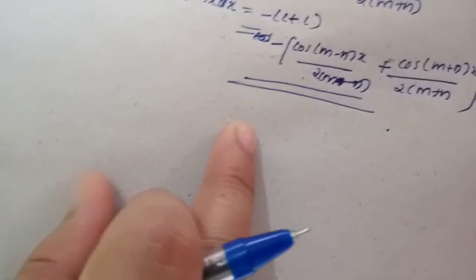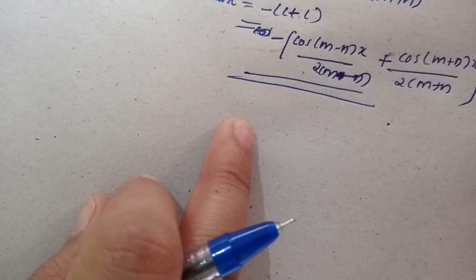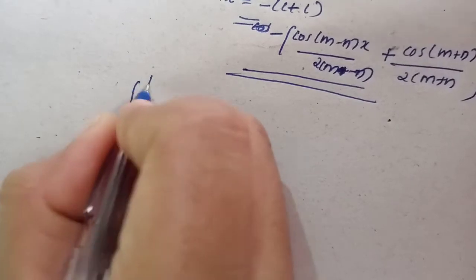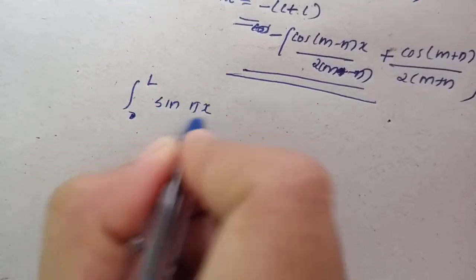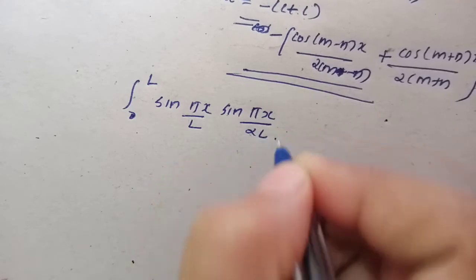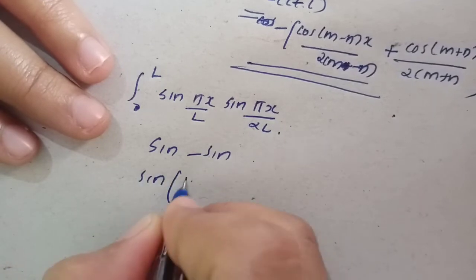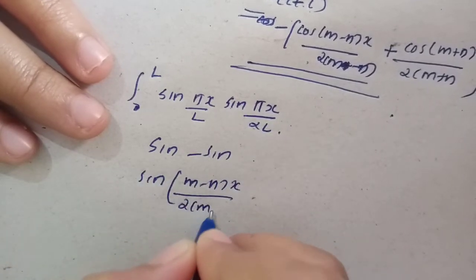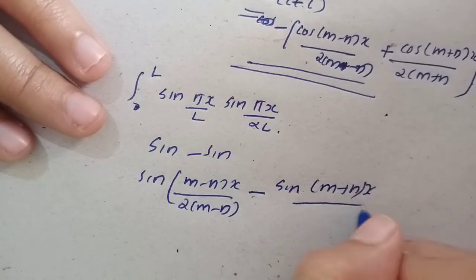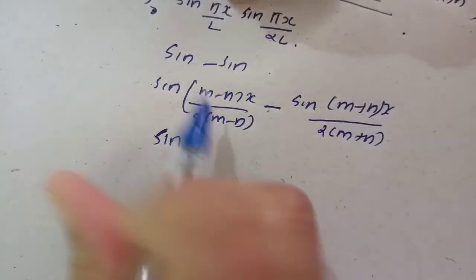So if you are given the wave function, to find the integration from 0 to L of sin pi x by L sin pi x divided by 2L, integral sin sin is sin minus sin. So sin of m minus n x divided by 2 into m minus n minus sin of m plus n x divided by 2 into m plus n. So for that, m and n.